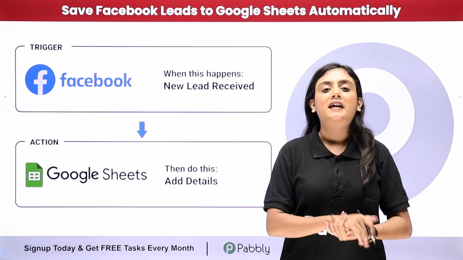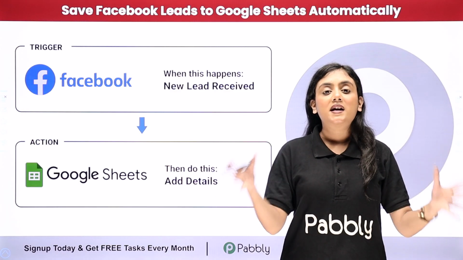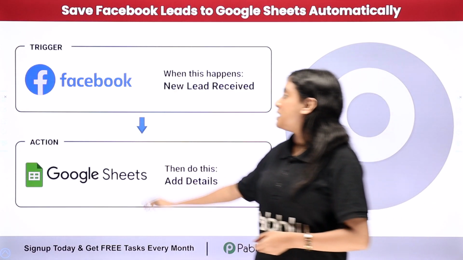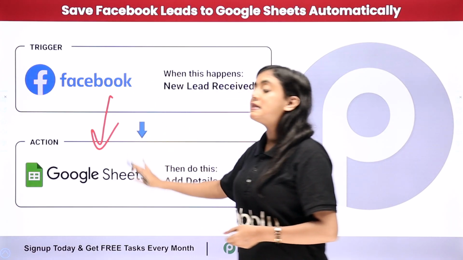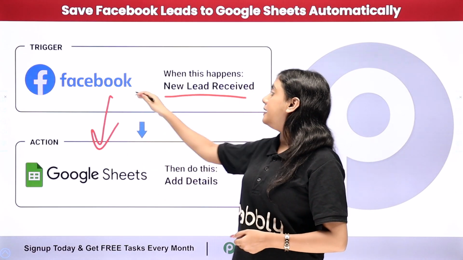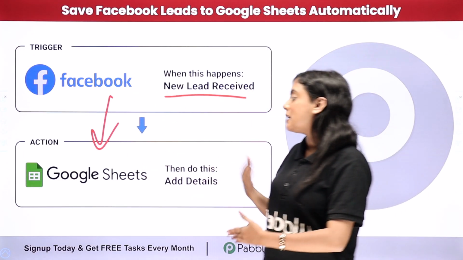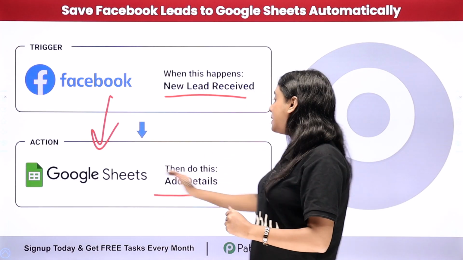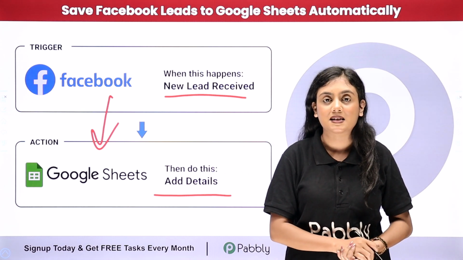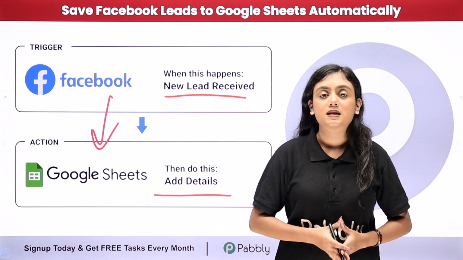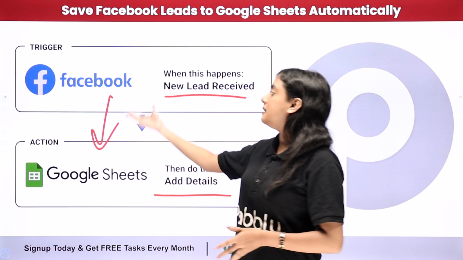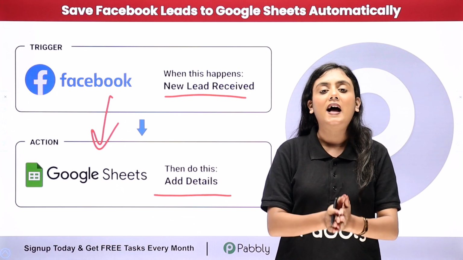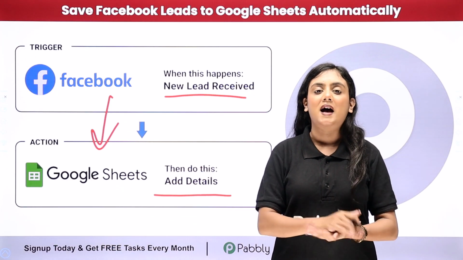So hello everyone and welcome back to Pabbly. Over here today we are going to connect Facebook lead ads and Google Sheets in such a way that whenever a new lead is generated in our business using Facebook lead ads, automatically the record of the lead's details is going to be added in my Google Sheets. So if you want to learn the entire process of how you can build the connection between these two applications, for that I will be taking you towards my screen.